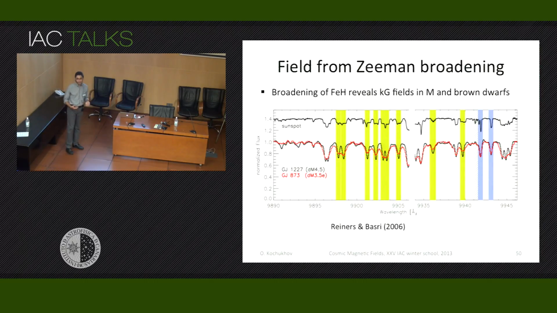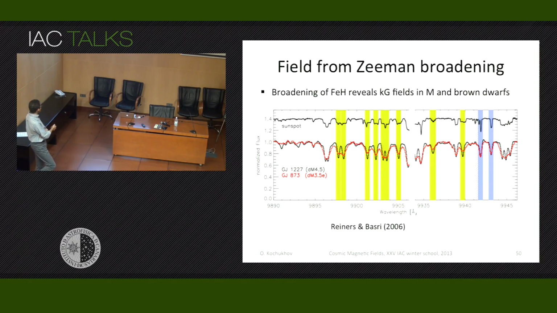There has been a very productive line of research related to M dwarf and also to brown dwarf stars, exploiting this way of measuring field through the Zeeman broadening of Stokes I spectra and using the lines of this molecule, iron hydride. It turns out that, in general, molecular spectra are very rarely Zeeman sensitive. Quite often we see no effect in molecular lines, but this particular molecule in this region is producing a lot of spectral lines with large Zeeman splitting.